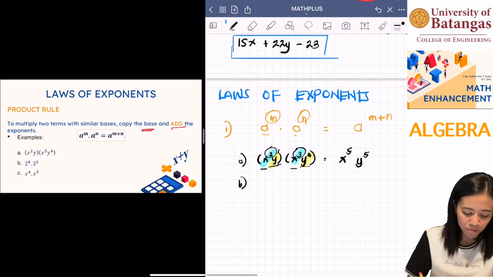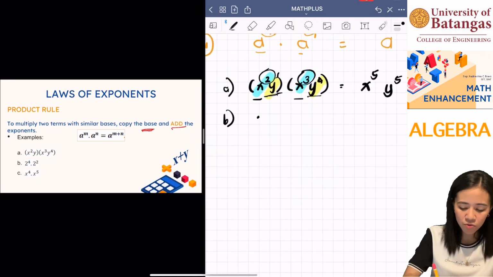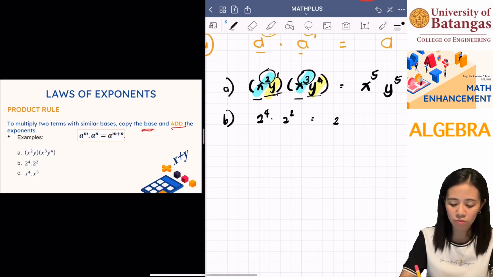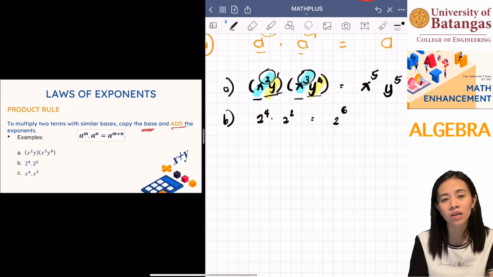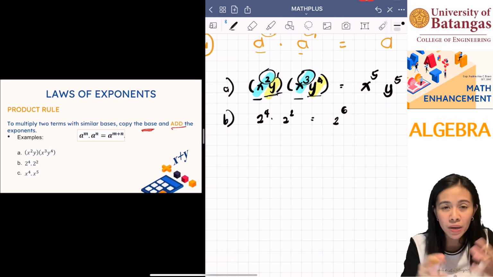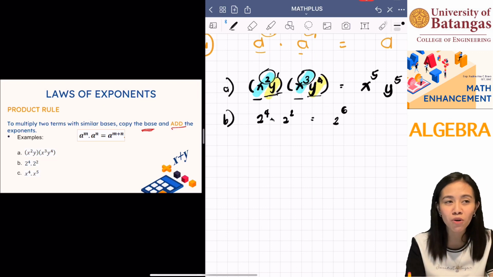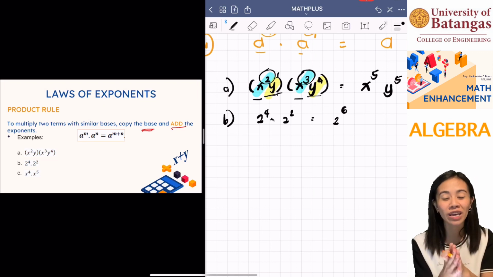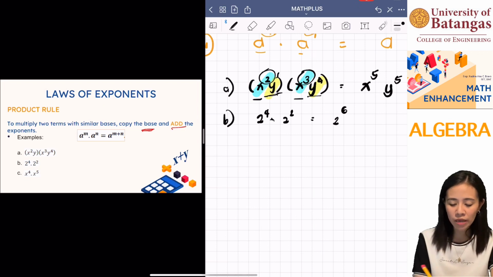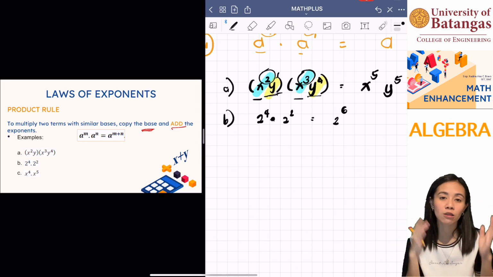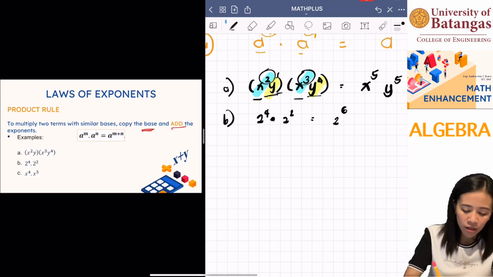Letter B. You're being asked to solve for 2 raised to 4 multiplied by 2 squared. So, same base yun na 2. And then you simply add the exponents. 4 plus 2, so that would be 6. Okay, wag malilito ha. Kasi baka mamaya, the operation between the terms is multiplication. Ito yon. Pero ang ginawa mo, ultimo yung exponent, multiply mo din. So, hindi po ganun yun ha. Pag multiplication of same bases, yung exponents, ina-add natin. Hindi natin minumultiply. Okay?